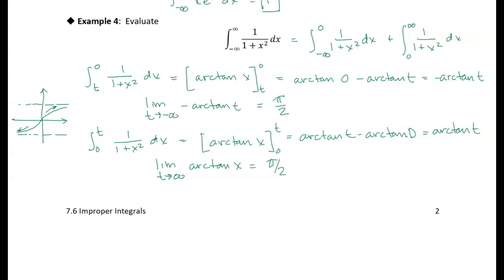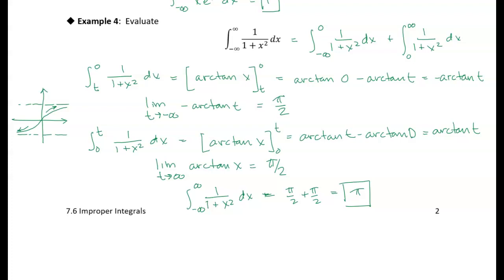And so now the integral from minus infinity to positive infinity is just going to be the sum of those two things. So the integral from minus infinity to positive infinity of 1 over 1 plus x squared dx equals pi over 2 plus pi over 2, which gives us pi. So hey, we just did an integral from minus infinity to positive infinity and got a finite number, the value of pi. So that's very cool.